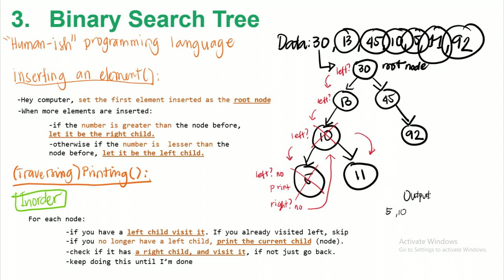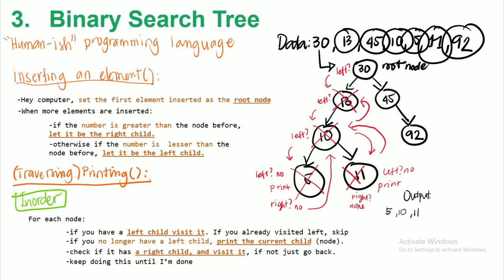Basing again from our instructions, we first ask if there is a left child. Since there is no left child, it will print the current node, which has number 11 in it. And then, basing our actions from the instructions we've written, we ask if there's a right child. Since there is none, we go back to the upper nodes. And since 10 is done, we go back further up to the node of number 13.